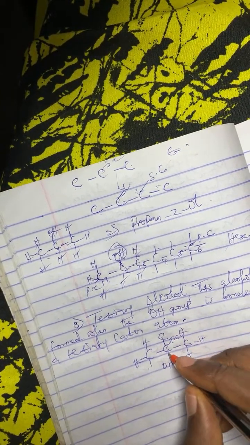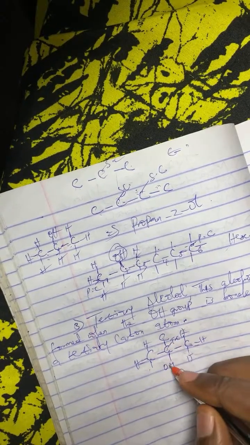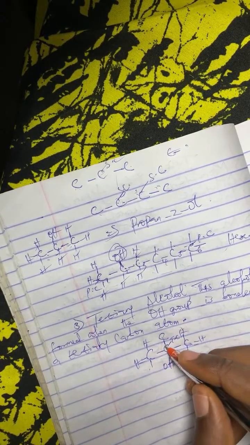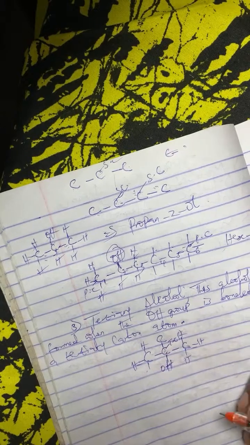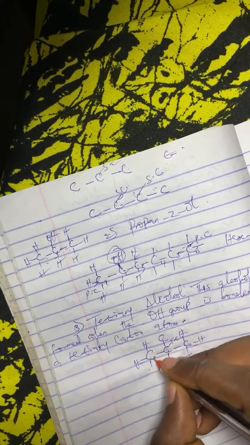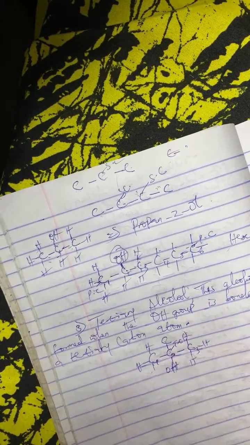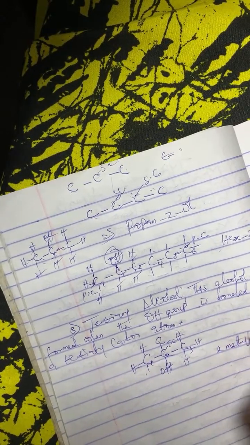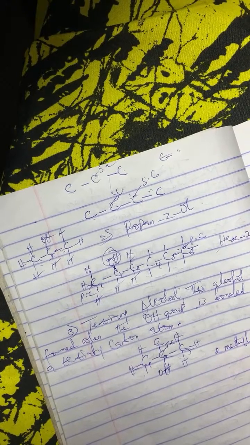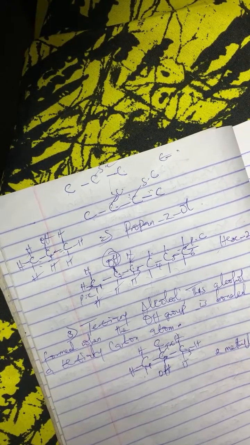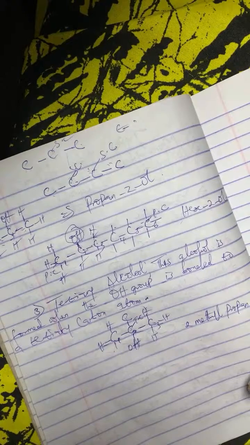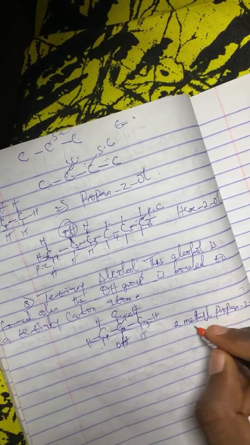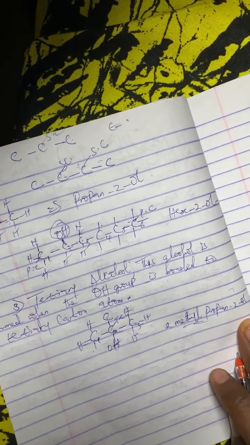Primary. So in this scenario now, this is a tertiary alcohol because the OH functional group is attached to the what? Tertiary carbon atom. So if I want to name, I will name 1, 2, 3. I will say 2-methyl propan-2-ol. 2-methyl propan what? Propan-2-ol.